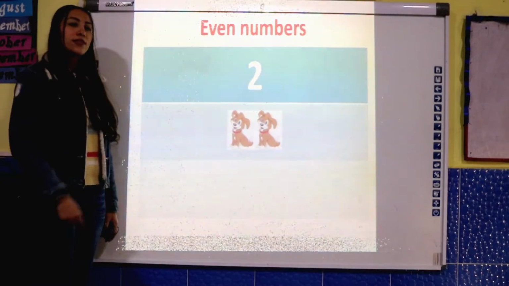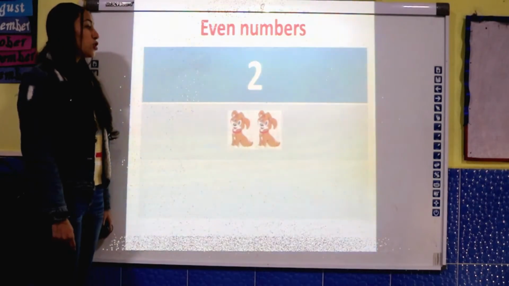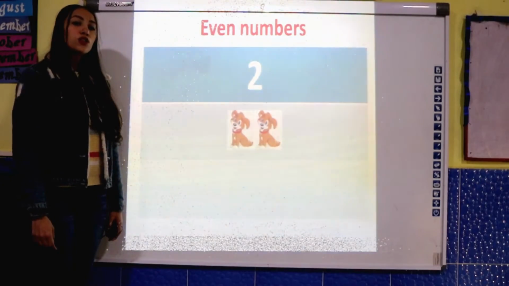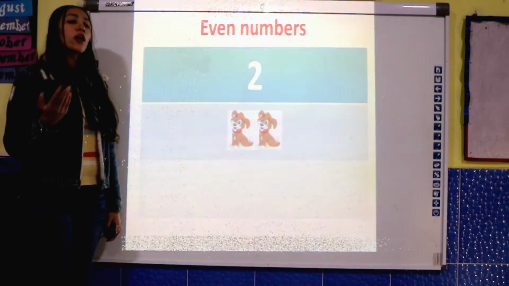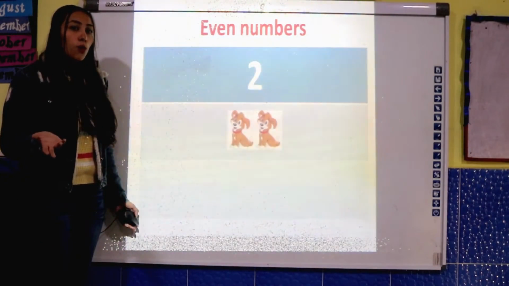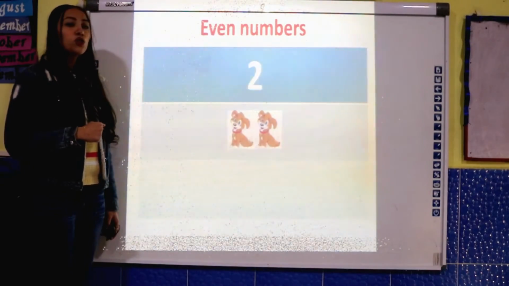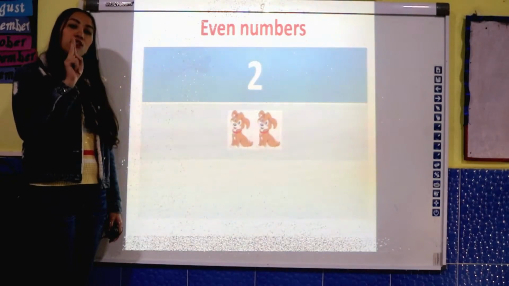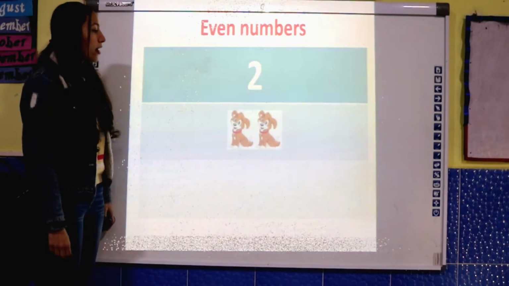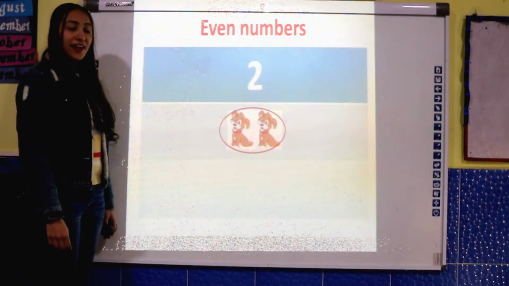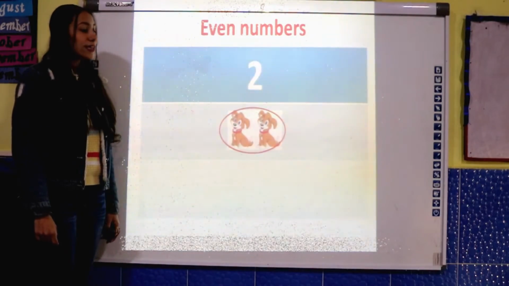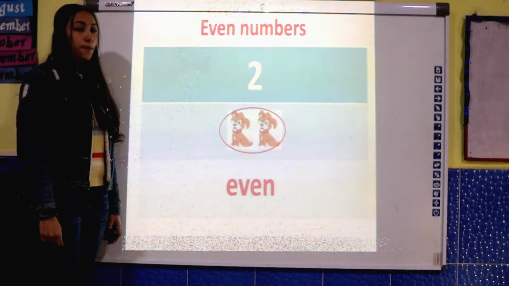Another number, do you know what this number is? Yes, number 2. I have here 1, 2 dogs. Now I want to know if number 2 is an even number or an odd number. How could I know? Yes, I will try to make groups of 2. I will put each two friends together to make a group. Let's try. Yes, I can make a group of 2 from number 2. So number 2 is an even number.